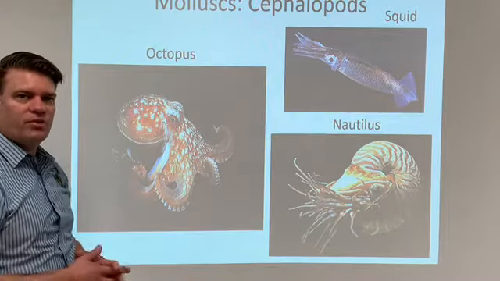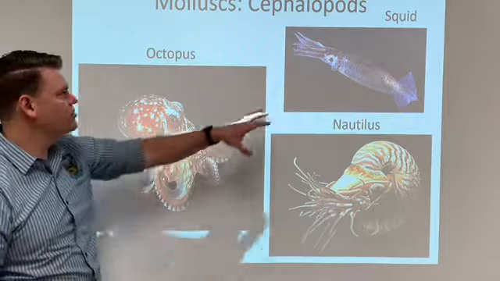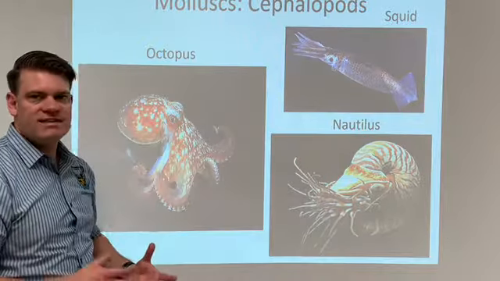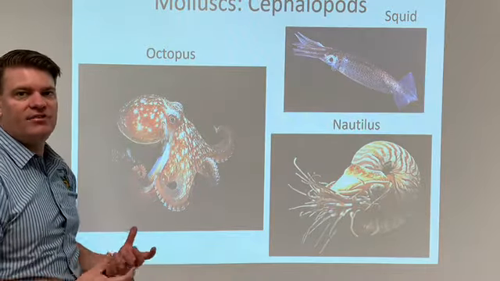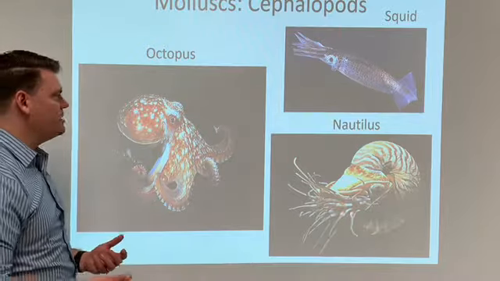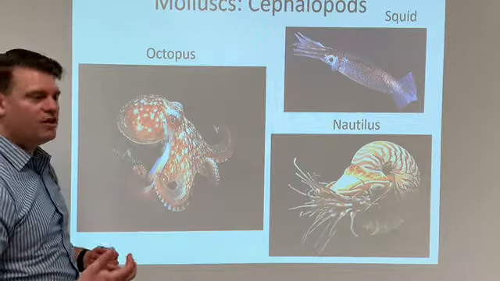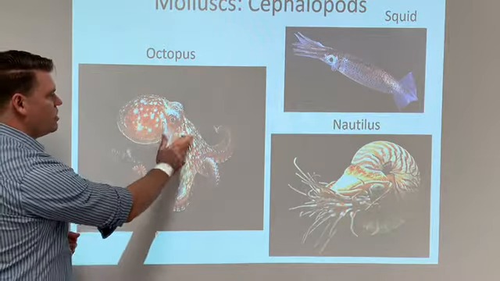One of the great, cool things about your squids and your octopus and your nautilus is they have these chromatophores on them that allow them to change color and blend into environments as well. I've got another cool video that shows this.